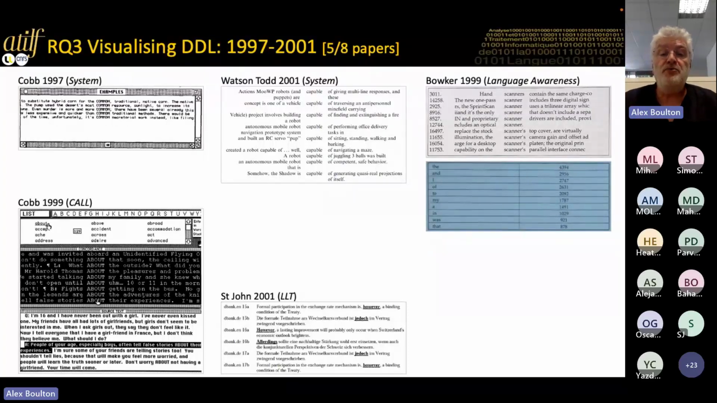In St. John, you don't have keyword in context, that layout, you have complete sentences. And it's for German, which is quite interesting.